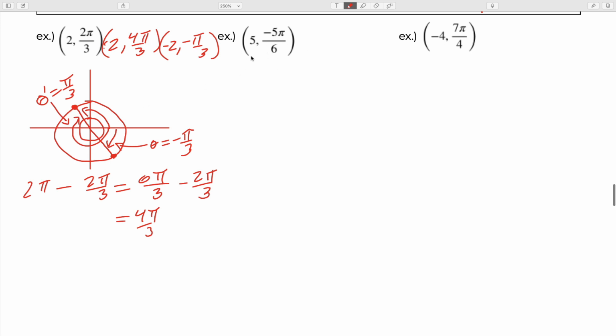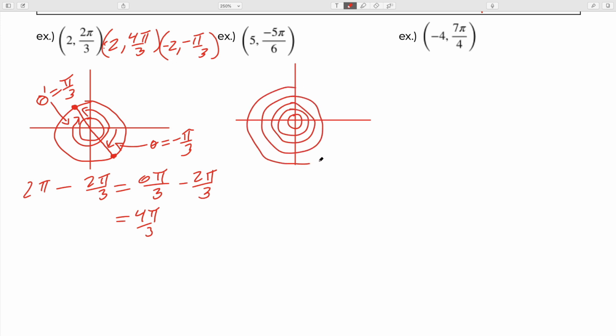All right, let's go ahead and try that again. Do another one. So in this one, again, let's go ahead and graph it. So 1, 2, 3, 4, just to be as consistent as I can. So 5, we're going to do negative 5 pi over 6, which is going to be right there. Okay. And negative 5 pi over 6. So we got this angle.